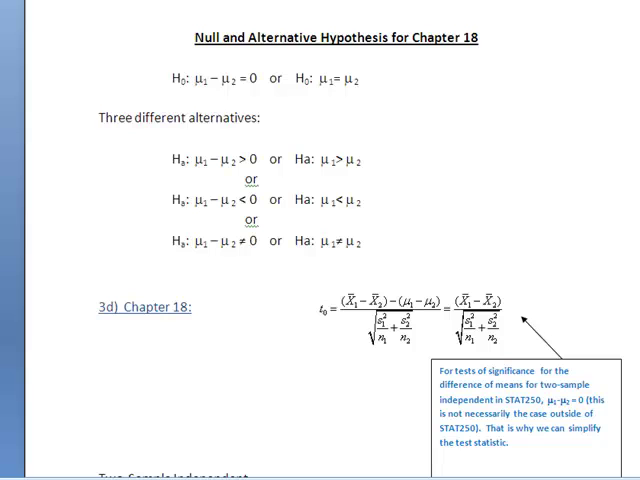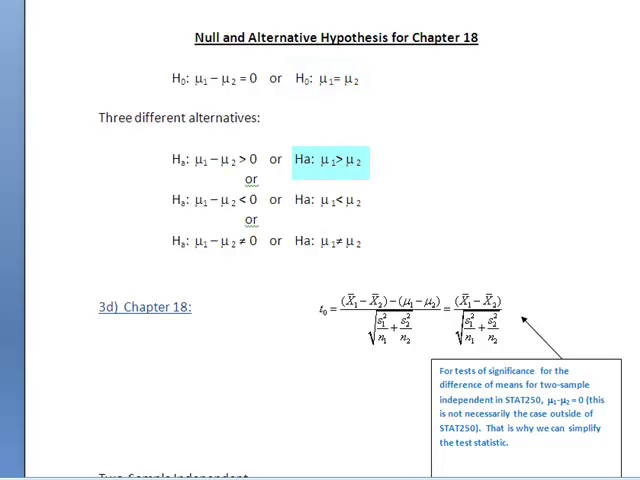The null hypothesis is going to look like this: we're going to assume that mu1 minus mu2 equals 0, or we could write that, by simple algebraic manipulation, as the null hypothesis that the two means are equal. So we're always going to assume that they're equal.